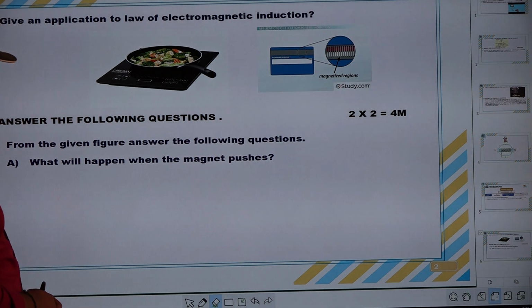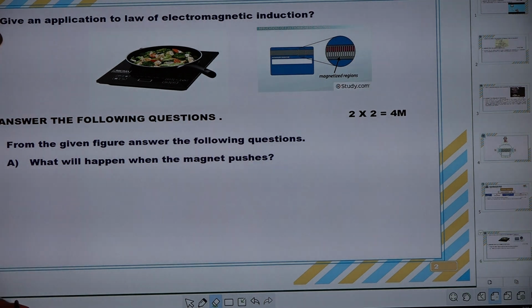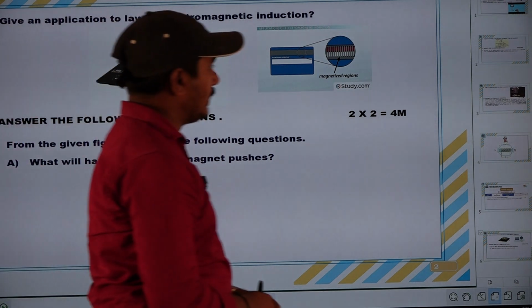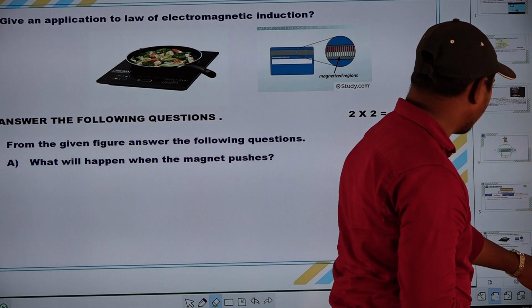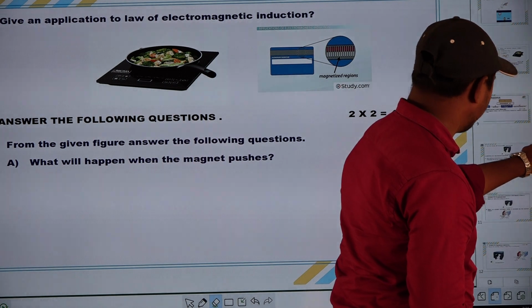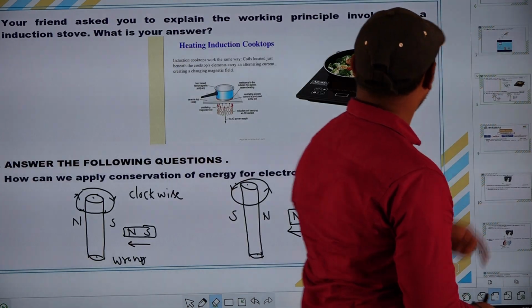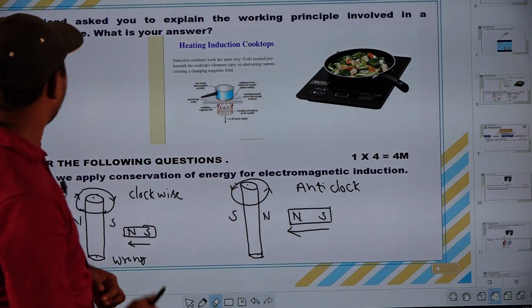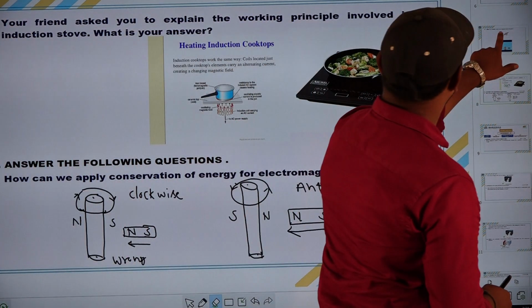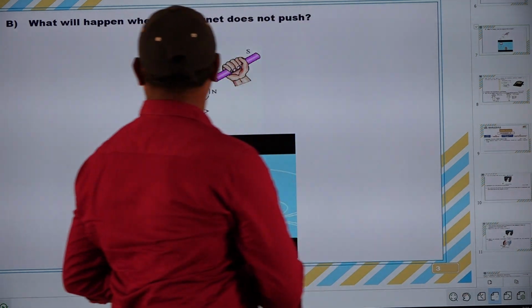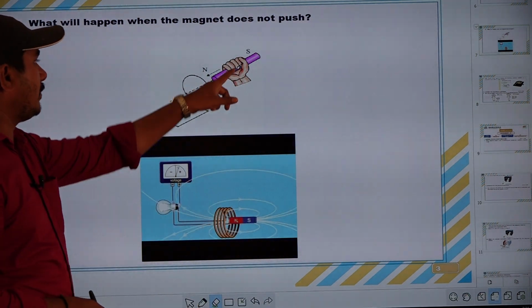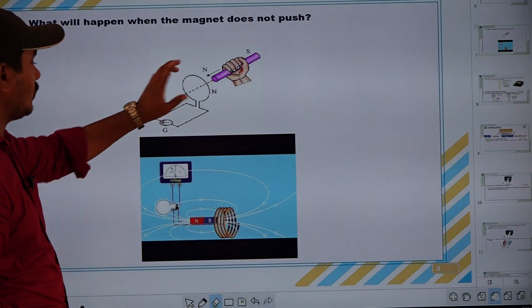Next coming to the third one: from the given figure, answer the following questions. See the first one: what will happen when the magnet pushes? See the picture here. See here, this is a picture. What happened? Yes, so this is the picture. When a bar magnet moves towards the coil, what happened?